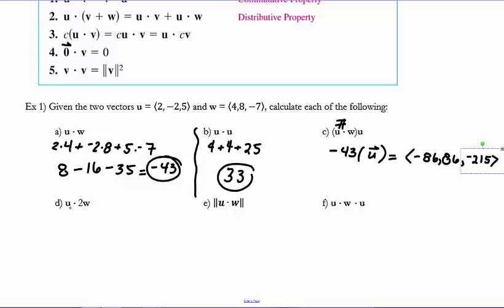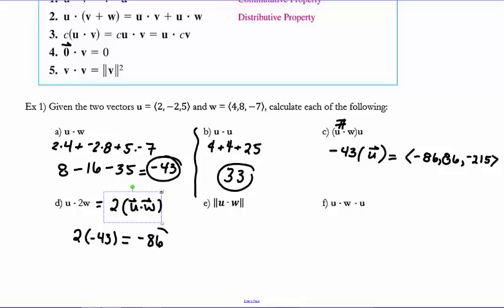All right, u dotted with 2w. So you can do a couple different things. U dotted with 2w uses this idea right up here, where you can multiply that 2 whenever you want, when you're done in with u or in with v. So if I want u dot 2w, I already have u dot w. So that's the same as 2 times u dot w. And that is going to give me 2 times negative 43, which is negative 86.